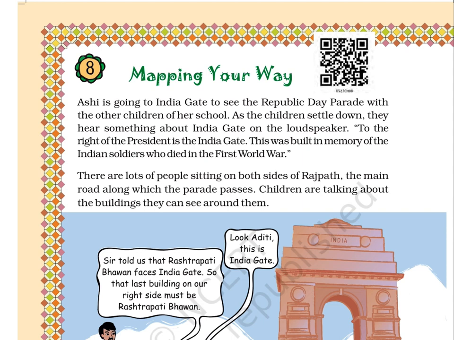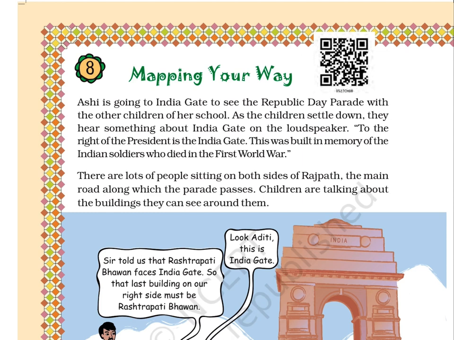Ashi is going to India Gate to see the Republic Day parade with the other children of her school. As the children settle down, they hear something about India Gate on the loudspeaker. To the right of the President is the India Gate. This was built in memory of the Indian soldiers who died in the First World War.